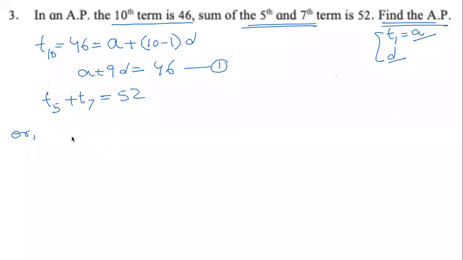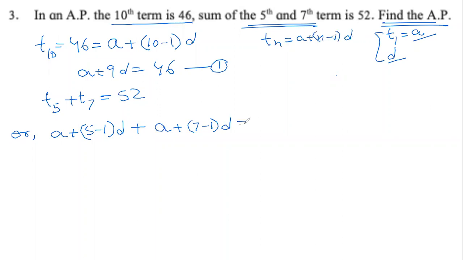Always one step at a time. So in place of T5, we can write A plus 5 minus 1 into D. In place of T7, we can write A plus 7 minus 1 into D, using the formula Tn equals A plus n minus 1 into D, which is 52. This is the step I was asking you to try.